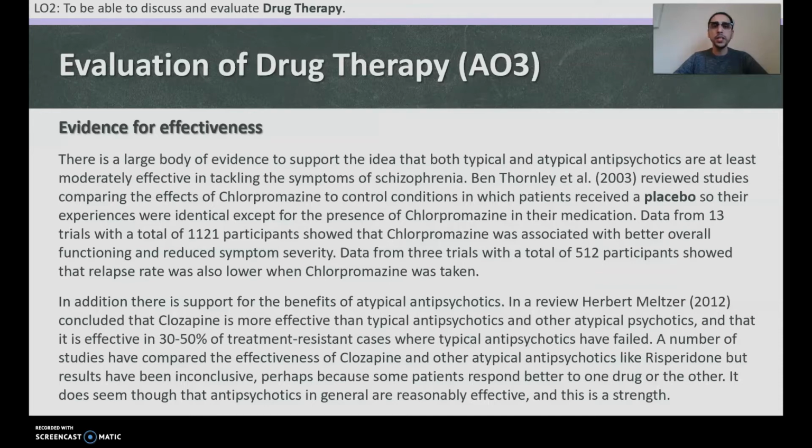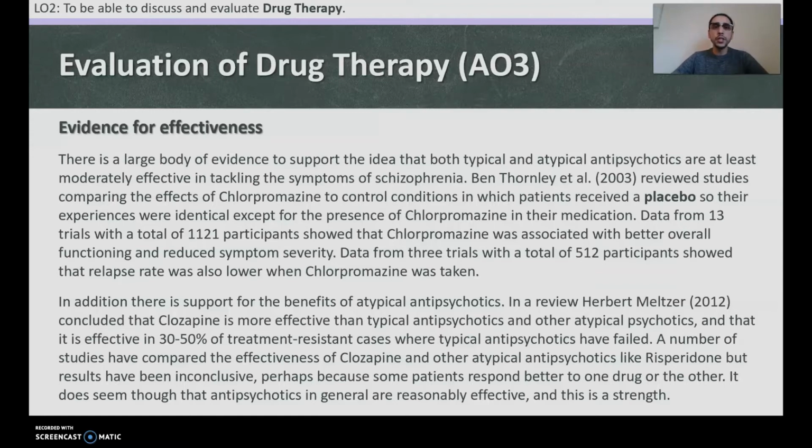A number of studies have compared the effectiveness of clozapine and other atypical antipsychotics like risperidone, but results have been inconclusive, perhaps because some patients respond better to one drug or the other. It does seem, though, that antipsychotics in general are reasonably effective, and this is a strength, of course. Yeah, this makes sense.